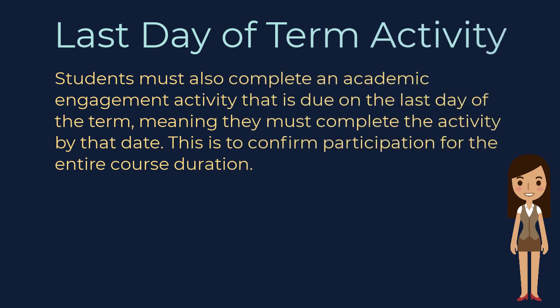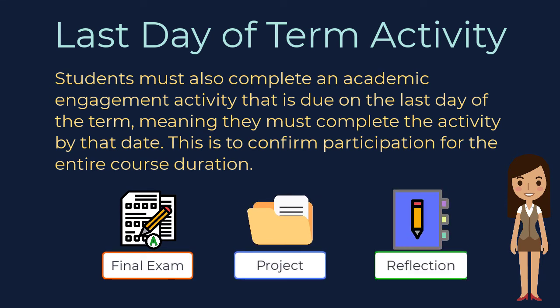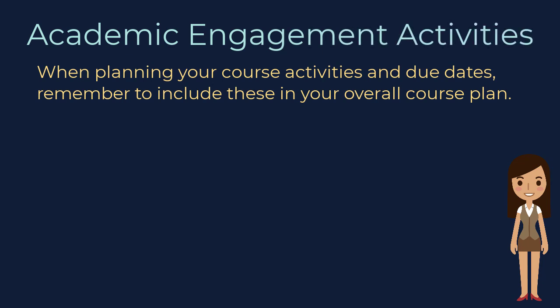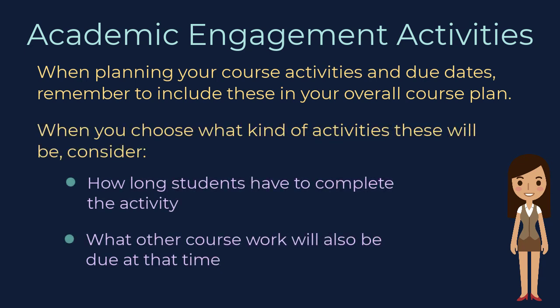In addition to this activity, students must also complete an academic engagement activity that is due on the last day of the term, meaning that they must complete the activity by that date. This is to confirm participation for the entire course duration. Examples of this activity include the completion of the course final exam, final project, or a reflection activity. When planning your course activities and due dates, remember to include these in your overall course plan. When you choose what kind of activities these will be, consider how long students will have to complete them and what other work will be due at that time.